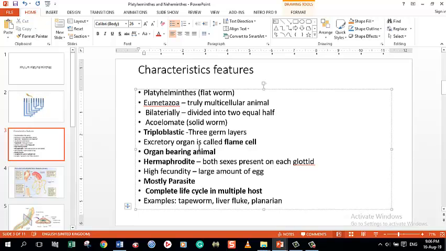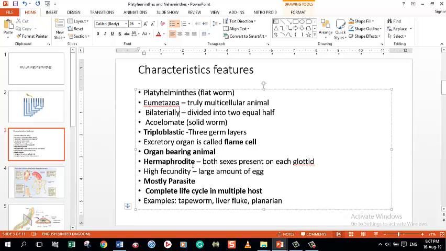Excretory organ. For the first time, these animals show organ-grade organization of the body. So these animals have organs. The first distinctly seen organ is the flame cells. Many cells work together to form the excretory organ. So these are organ-bearing animals which have an excretory system, digestive system, nervous system, and a respiratory system.